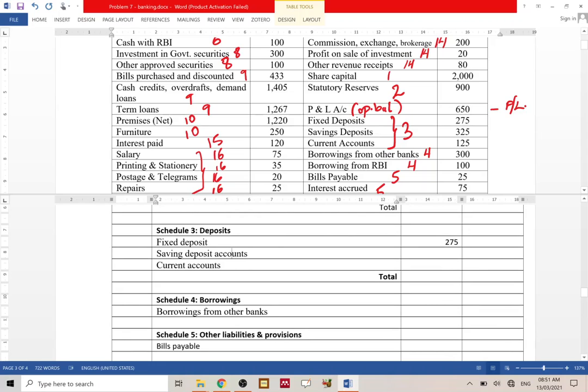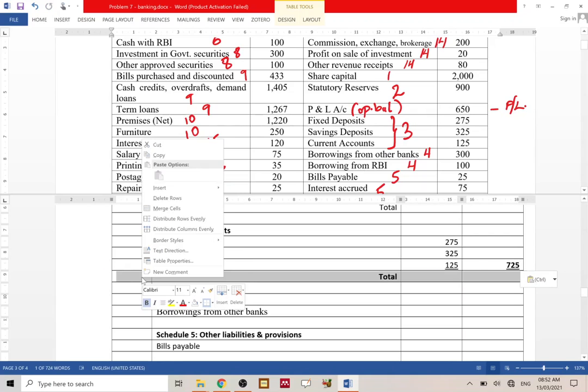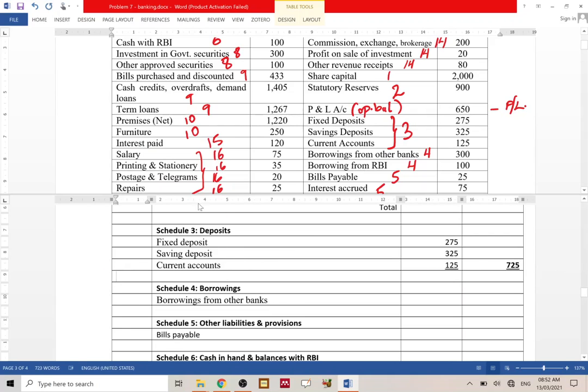Okay, then saving deposits are 325 and current accounts balances are 125. Okay, total of these is 725. Again, I can just write the total in the outer column instead of having a separate line here. So total of all the deposits 725 is complete and is underlined.